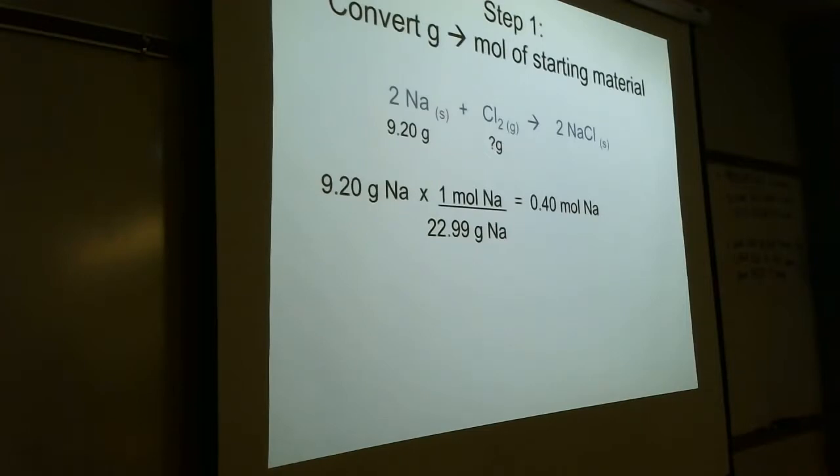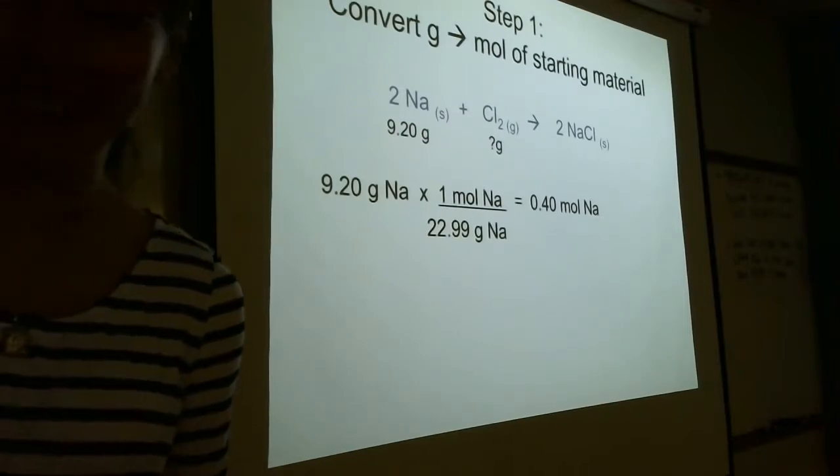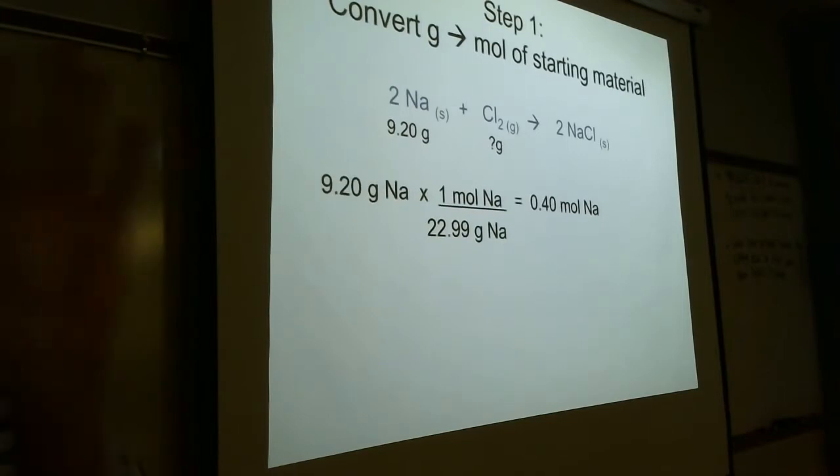Because 0.4002, that 0.002 isn't gonna make a huge difference in terms of sig figs at the very end, right? So if you got a whole bunch of zeros, it's probably safe to drop them. Okay, does everybody understand how we did step one?